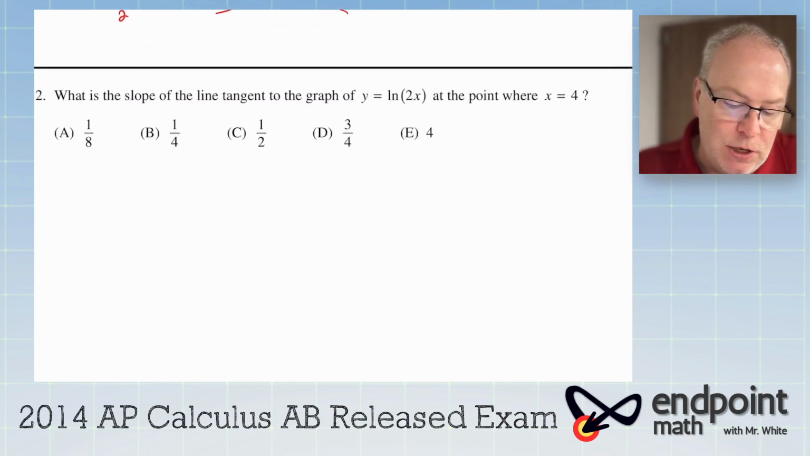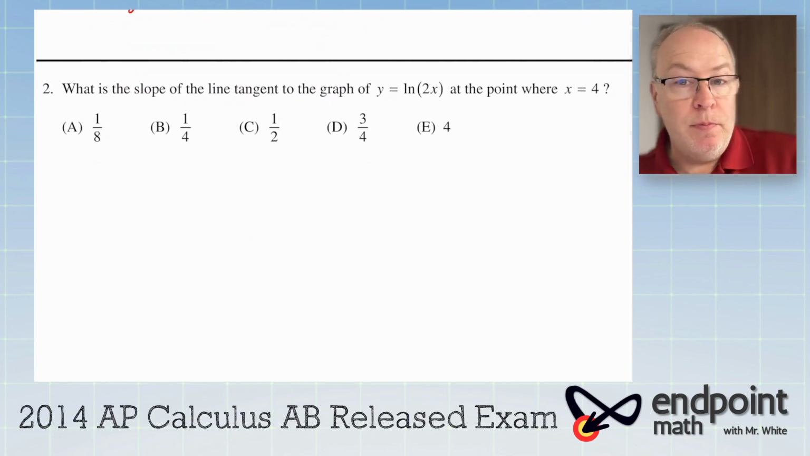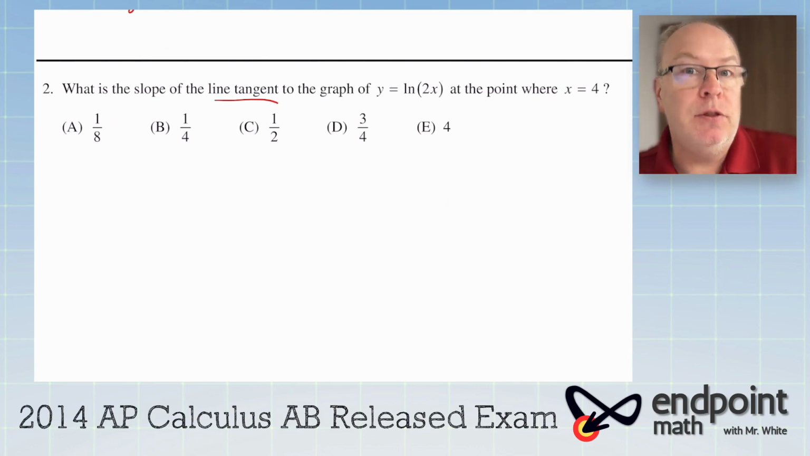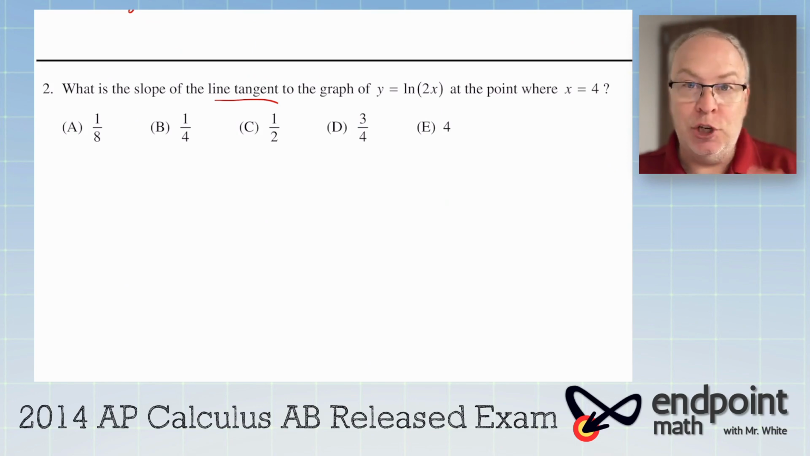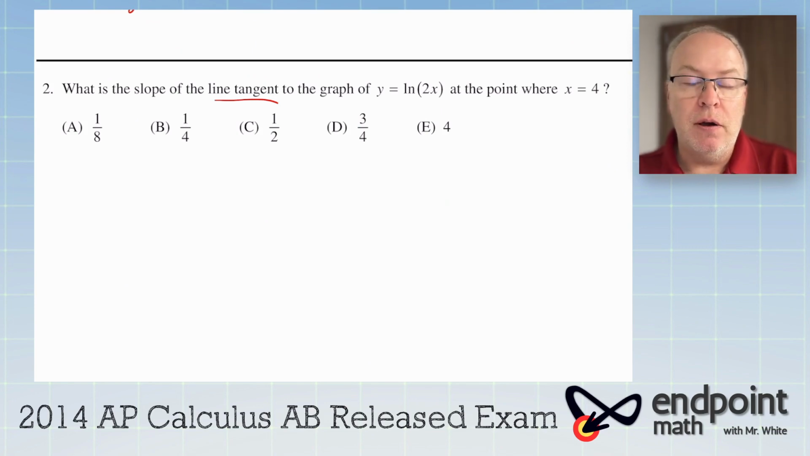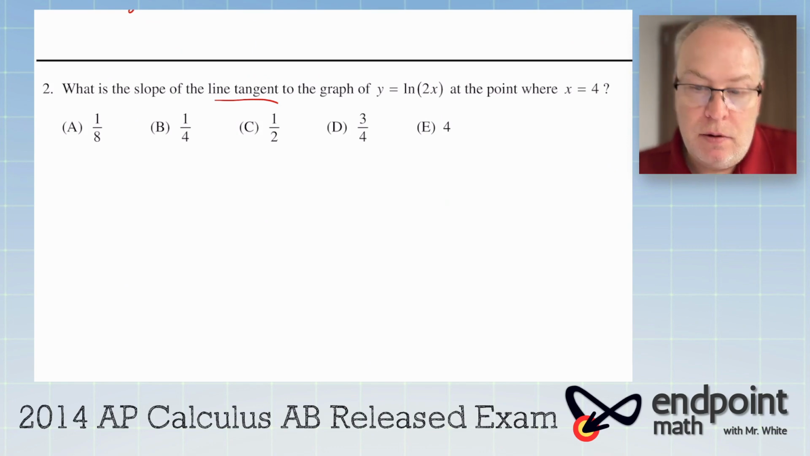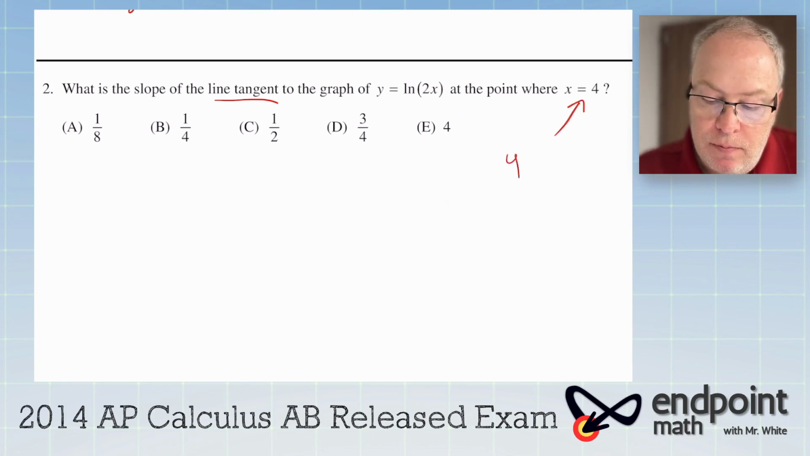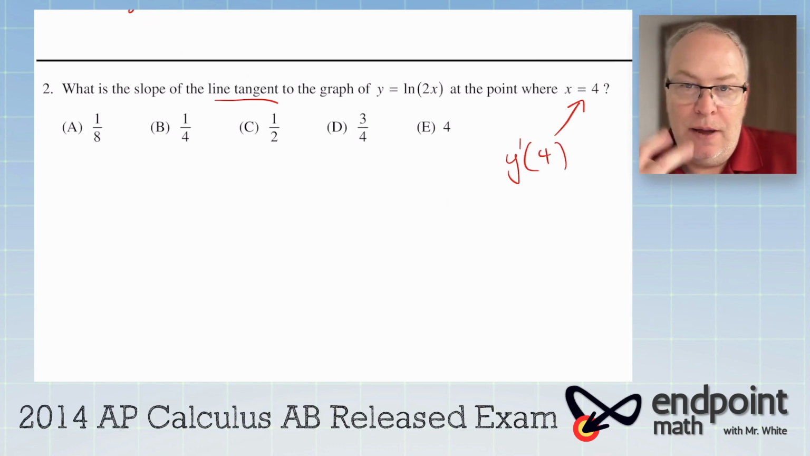All right, next question. What is the slope of the line tangent? The derivative comes to mind, right? The derivative is that tangent generator to the graph of the function y equals the natural log of 2x, where x equals 4. So we're going to have to find the derivative, and then we're going to plug 4 into that. That's the two-step process.